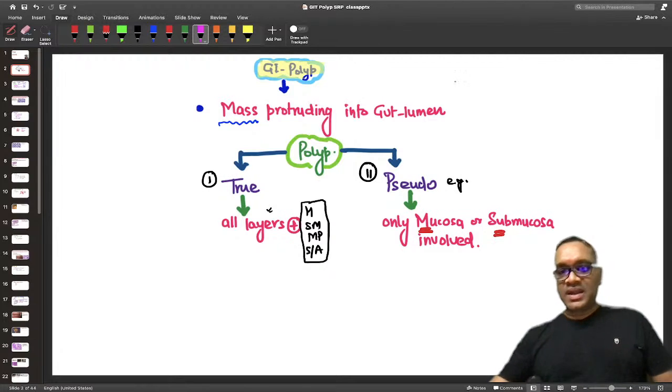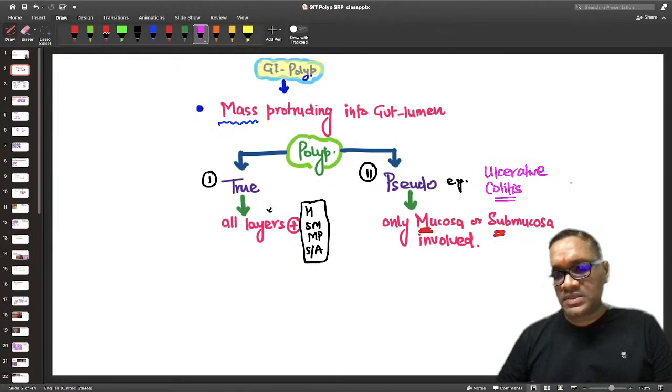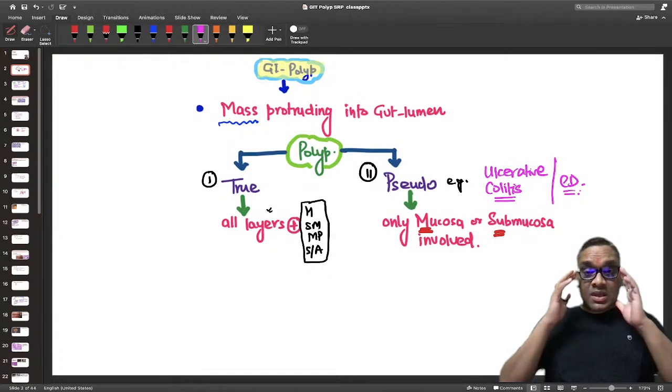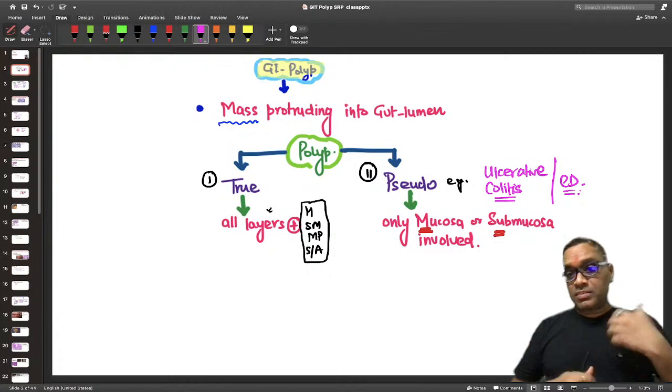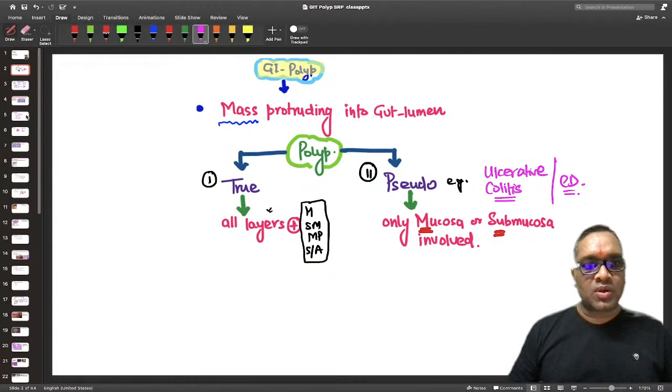Very good. Ulcerative colitis. One of the great examples is ulcerative colitis, right? So ulcerative colitis, Crohn's disease, these disorders will have pseudo polyps because they will have mucosal damage, and now the mucosa will regenerate to form the polyp. That is the pseudo polyp, right? So this is the basic introduction about the pseudo polyp and polyp.